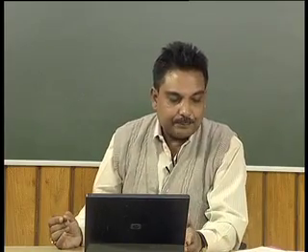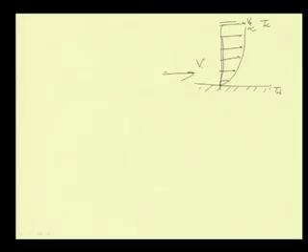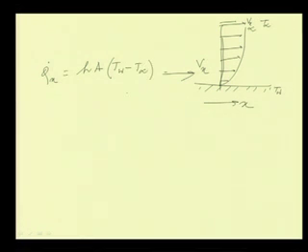Now, this is a typical velocity of the fluid along the x direction. So, this is your x direction. Now, what happens in case of convective heat transfer? The heat transfer rate q dot x is given as h A (T w minus T infinity). This is called Newton's law of cooling.